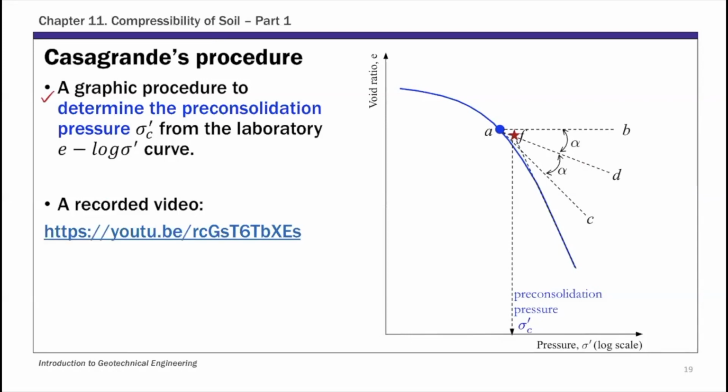And this is actually a pretty simple process, just 4 or 5 steps here. And I put a recorded video online, so you can take a look at it. It's only a minute and a half, so it's a pretty simple process. You can take a look, and that gives you, for this e log p curve, the preconsolidation pressure. Okay. So that's what you want to get from this curve.